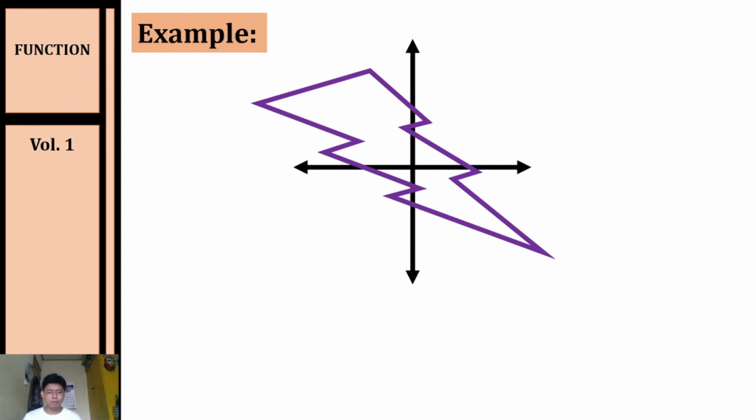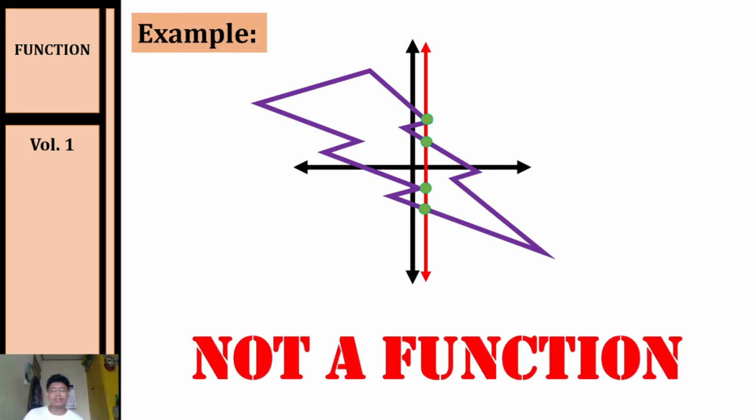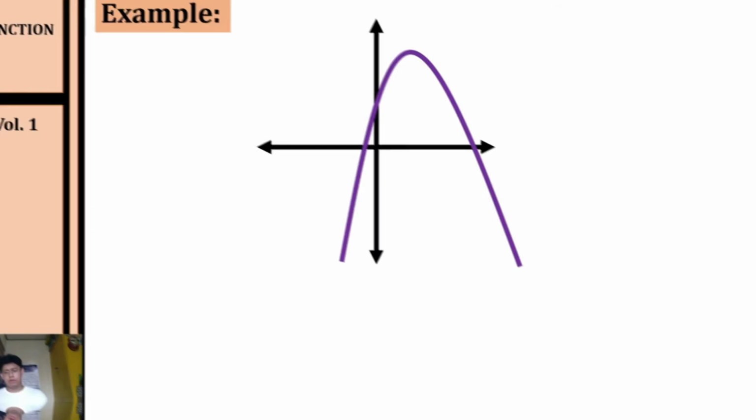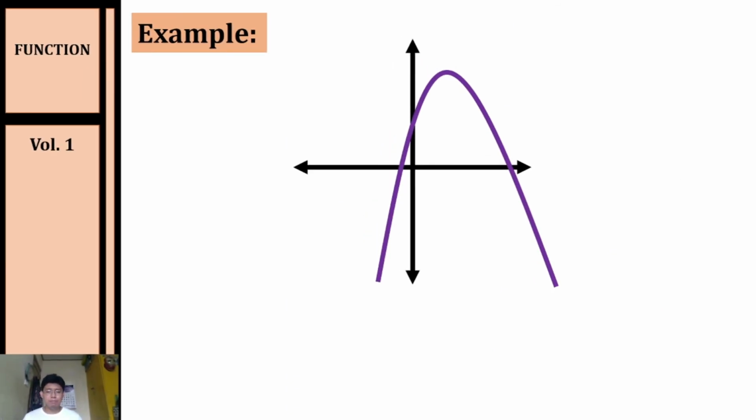So for example, we're given this graph and let's identify if this is a function or not. So let's draw a vertical line and count the number of intersections. So in this case, we have 4 points of intersection. Therefore, it is not a function. Alright, and let's have our last example for today.